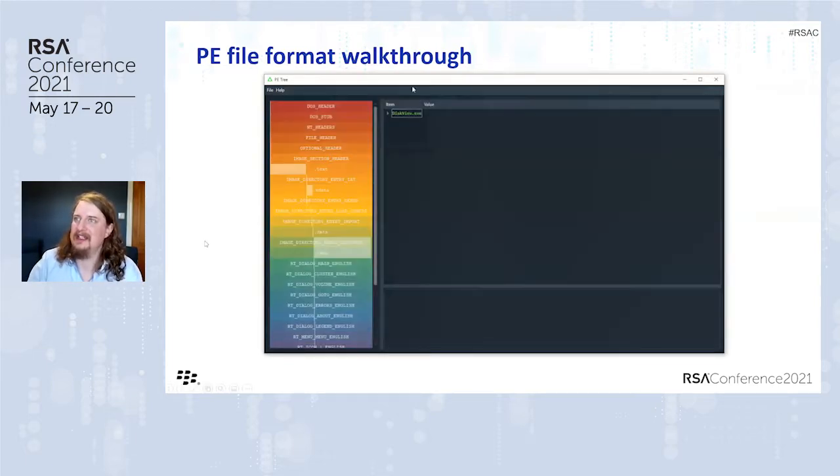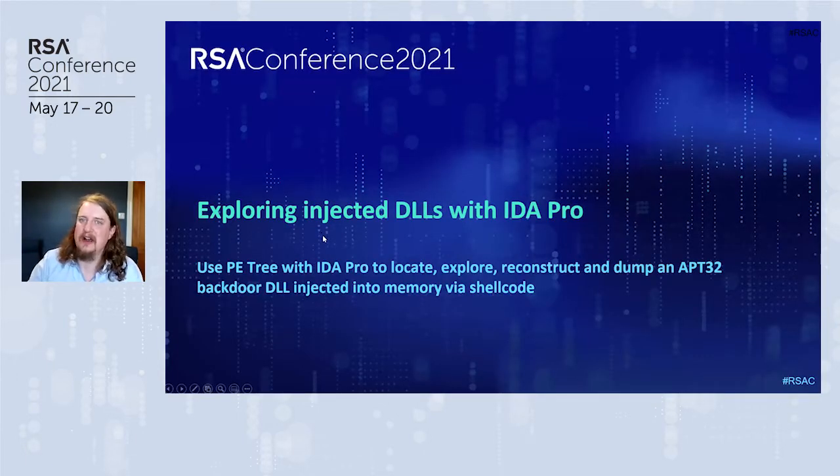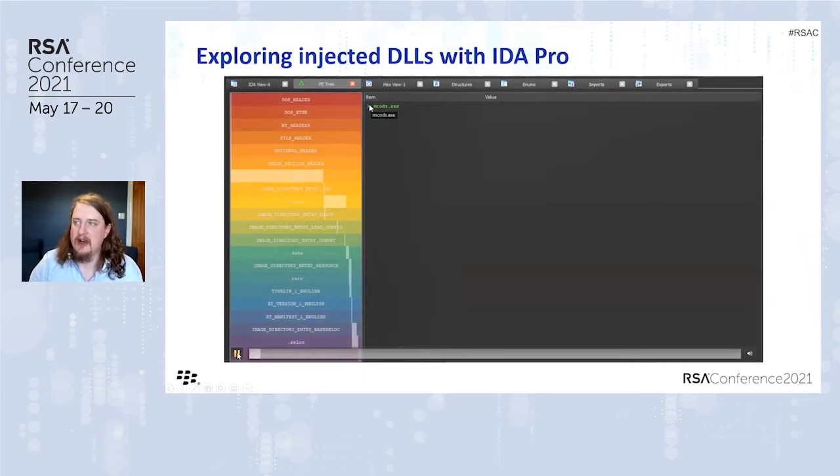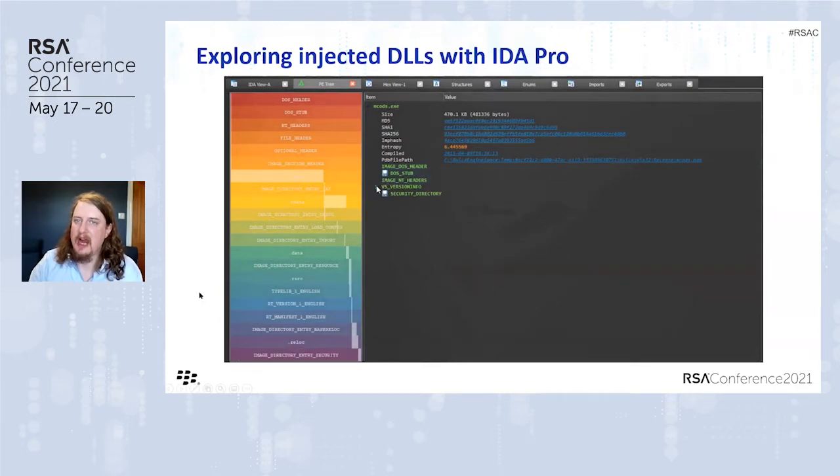Right, so let's dive on into the next one then. This is a bit more of a use case for PE-tree. We're going to be looking at injected DLLs with IDA Pro. And in this example, what we have is an APT32 sample. It's been loaded up under MCODS, side-loaded. MCODS is actually a McAfee application. Now, this could have been any vendor.